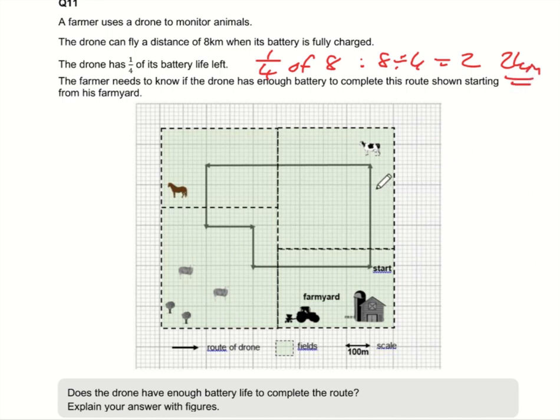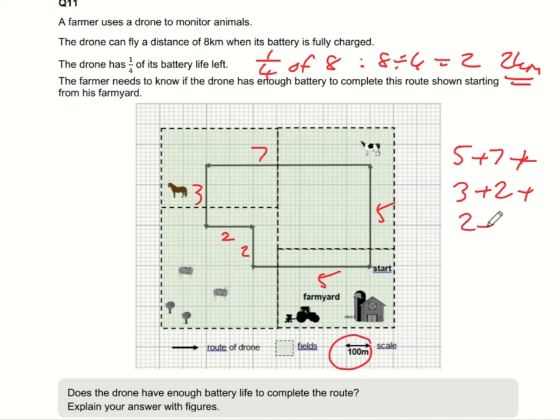Okay, so is there enough battery to complete this route? So we're starting here. I'm going to worry about the scale in a moment. So it's 1, 2, 3, 4, 5. 1, 2, 3, 4, 5, 6, 7. 1, 2, 3, 1, 2, 1, 2, 1, 2, 3, 4, 5. So the number of squares is 5 plus 7 plus 3 plus 2 plus 2 plus 5. So that is 24 squares, and each square is 100 meters. So that is 24 times by 100, so 2,400 meters. So the route is 2,400 meters.